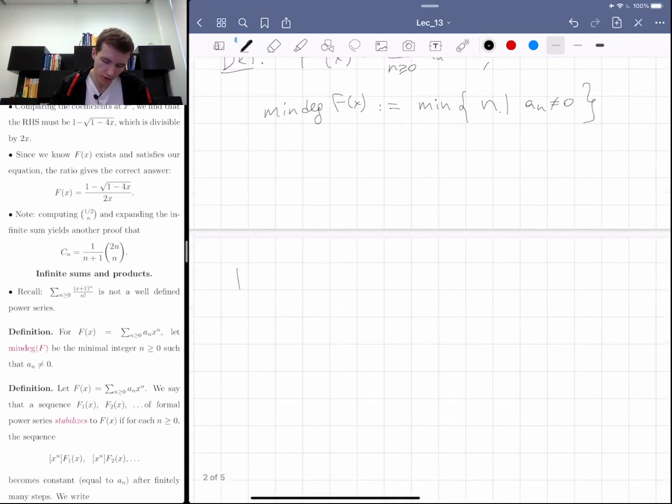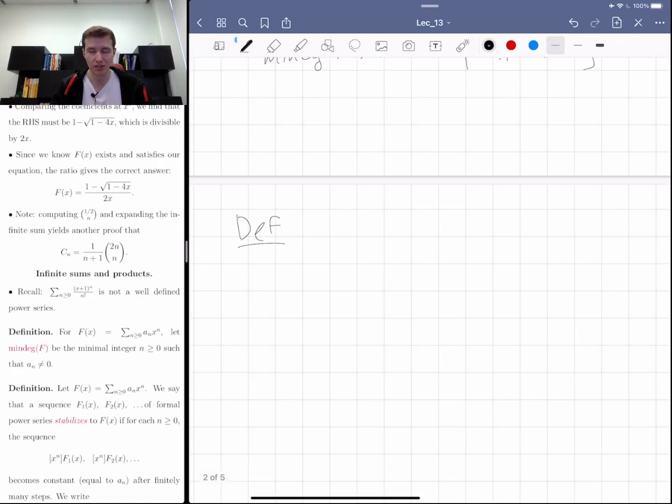Here's another definition. Again, I'm going to talk about infinite sums and products in a second, but for now I'm just going to say when a sequence of formal power series stabilizes. I'm not going to say converge, because converge is already a word from calculus. I'm going to use the word stabilize, because it reflects the meaning better. So let's say I have some formal power series, the sum of a_n x to the n. And then let's say you have another sequence of formal power series, f1(x), f2(x), etc.